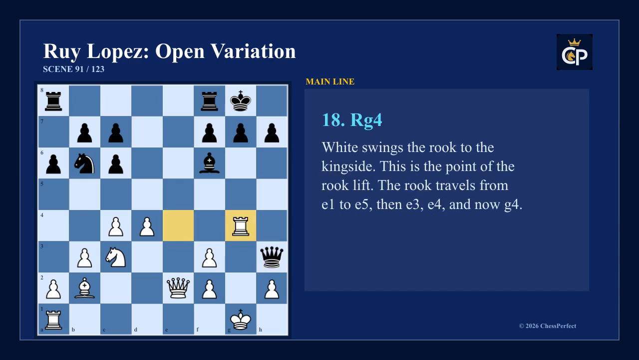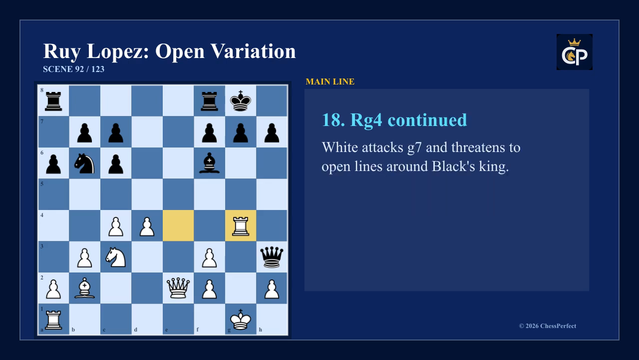Rook g4. White swings the rook to the king's side. This is the point of the rook lift. The rook travels from e1 to e5, then e3, e4, and now g4. White attacks g7 and threatens to open lines around black's king.